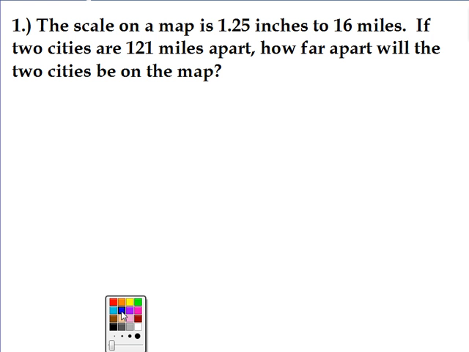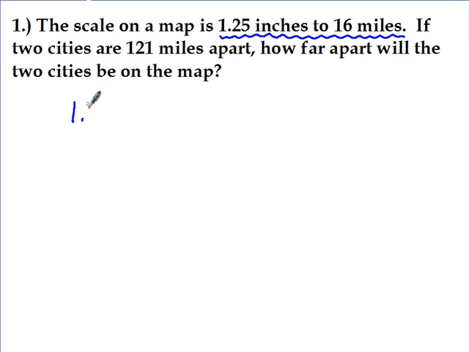The scale on a map is 1.25 inches to 16 miles. If two cities are 121 miles apart, how far apart will the two cities be on the map? So this first scale that they give us, 1.25 inches to 16 miles, that's going to be my first fraction. 1.25 inches to 16 miles.